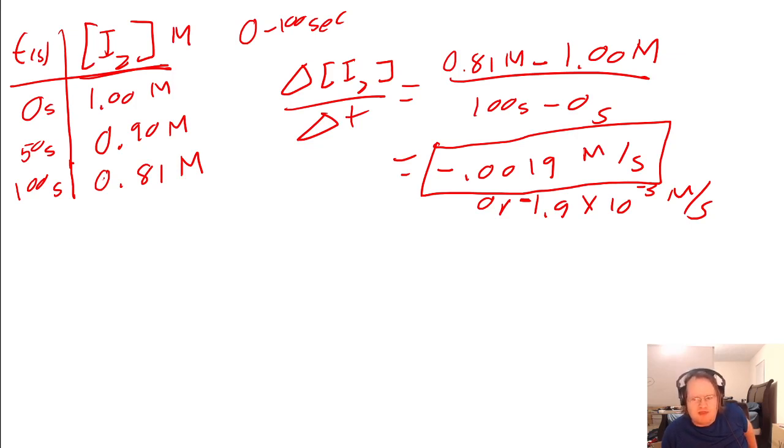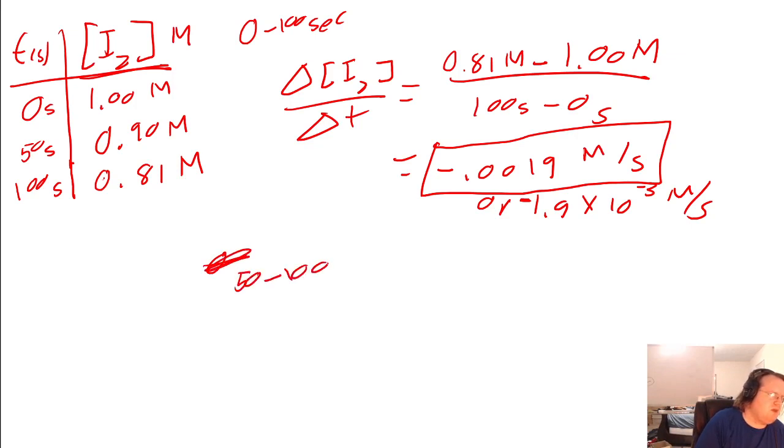However, for many reactions, not all, we'll talk about some where this doesn't happen, the rate at which it goes down changes based on how much you have at any particular time. So the rate isn't a constant. So let's look at 50 to 100 seconds in this example, to show you how to do it if the time doesn't start at 0.